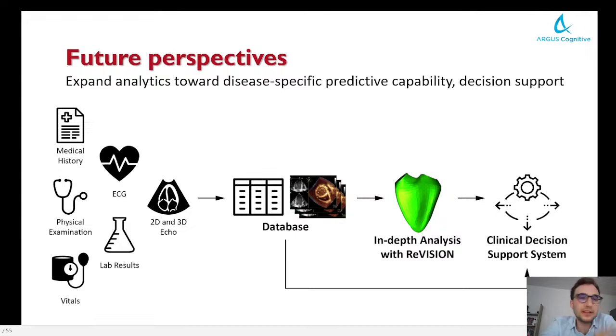As a future perspective, our research group, Argus Cognitive, is heavily involved in the development of AI-based clinical decision support systems, and we believe that in dedicated populations, the integrative assessment of basic clinical data and the in-depth analysis of right ventricle mechanics and function using ReVision may open the gate for even more tailored diagnostic approaches and also clinical decision making in general.